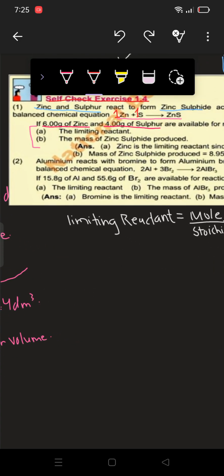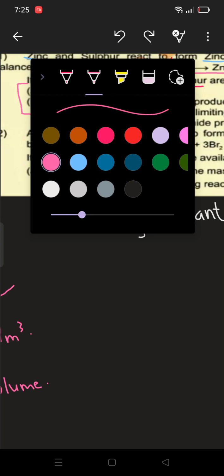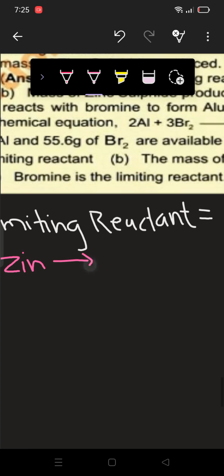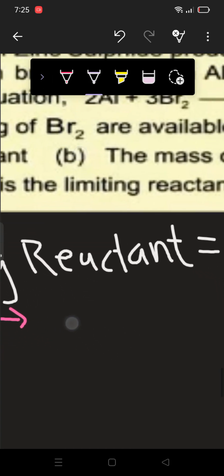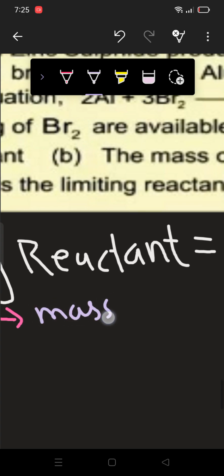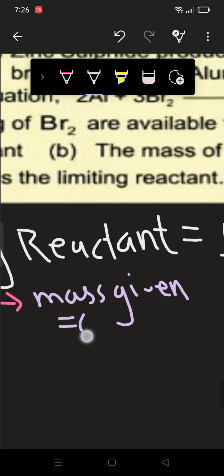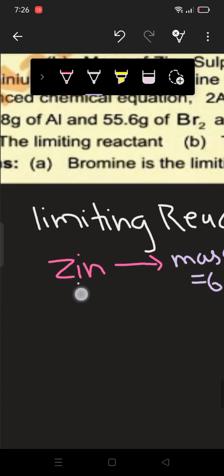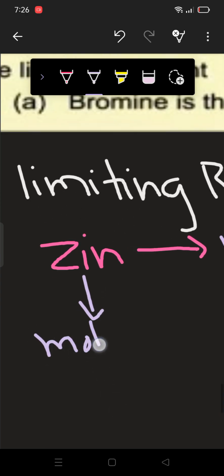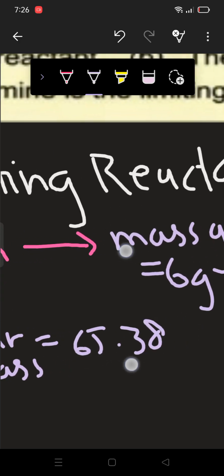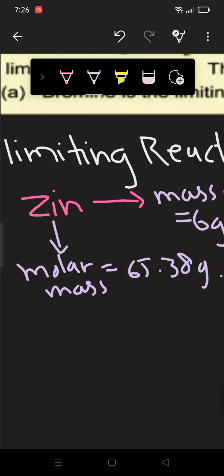So initially we need to find the number of moles. For zinc, they have given us the mass of 6 gram, right? As you can see, 6 gram. So the mass given is basically 6 gram, right? And the molar mass of zinc is 65.38 gram, right?